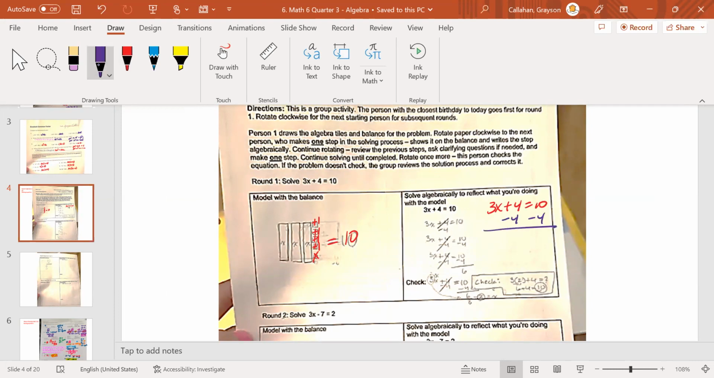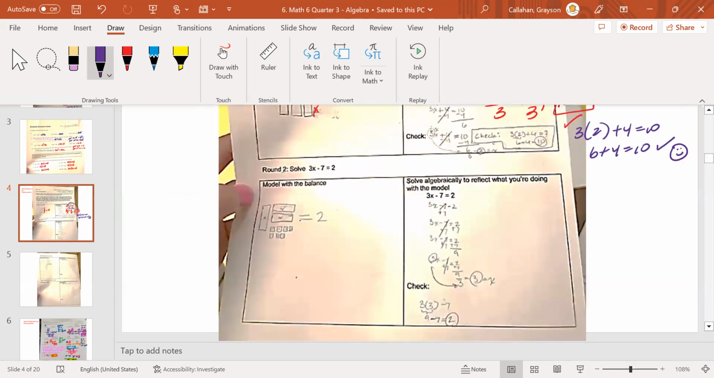Subtract 4 on both sides. This part cancels. You're left with 3x equals 6. Divide by 3 on both sides, x equals 2, which is your answer. And of course, if you're checking it, all you have to do is plug the 2 back into the original equation. So 3 times 2 plus 4 equals 10. Does it equal 10? 6 plus 4 is 10, so you know you did it right.